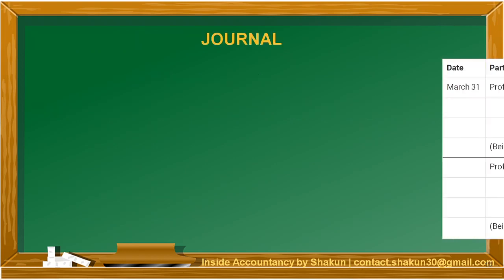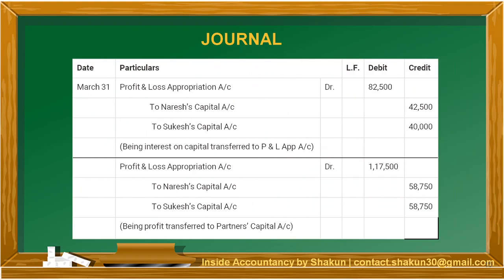Let's look at the journal entries. The first entry is profit and loss account DR to Naresh capital to Sukesh capital. The total interest has been transferred to the debit side of P&L appropriation account. The second entry is profit and loss appropriation account DR to Naresh capital to Sukesh capital. Now this is the profit that has been distributed between the partners in their profit sharing ratio.